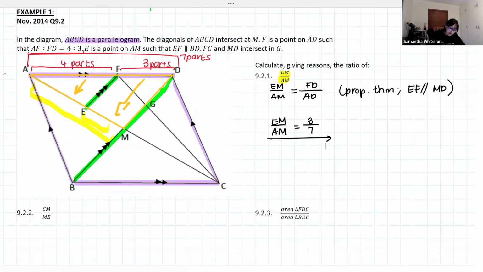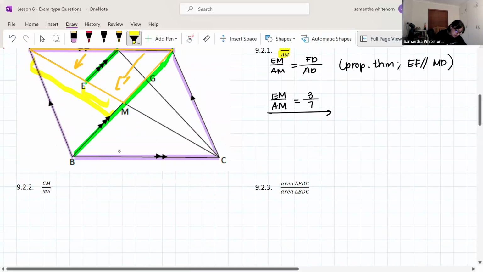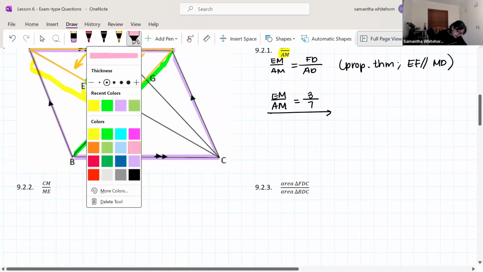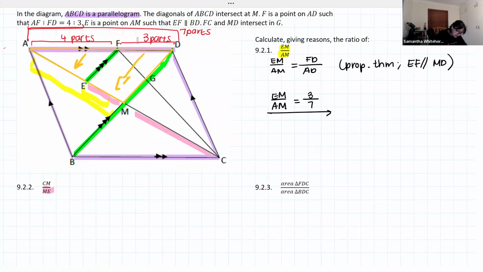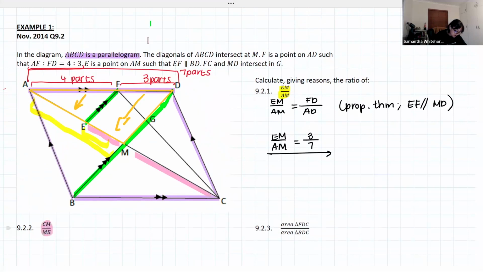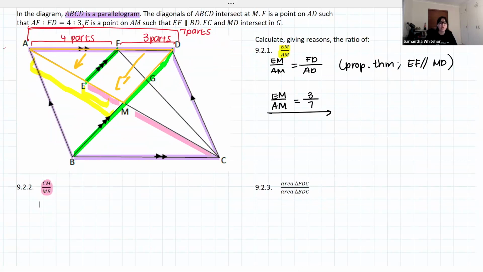And the next one is asking us for the ratio of CM to ME. So again, we're just going to identify where that is. CM is this diagonal down here, to ME is this portion over here. Now remember, we've just worked with ME, so you do have that bit of information. Use what you've got. Right, so I'll give you 2 minutes. I want you to work out what that ratio is for me.